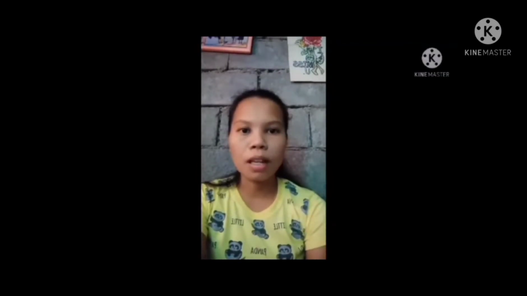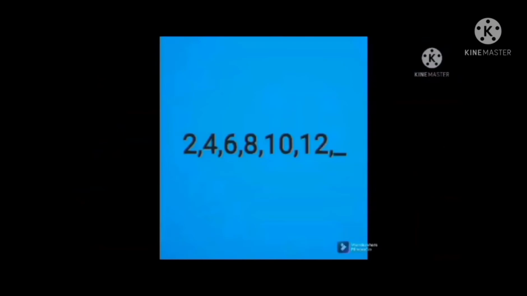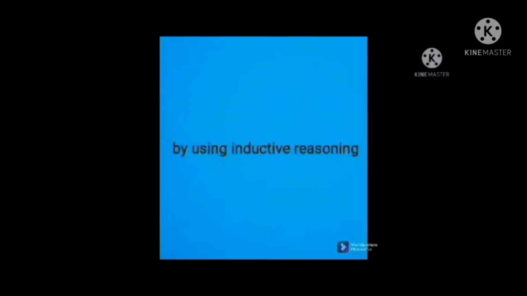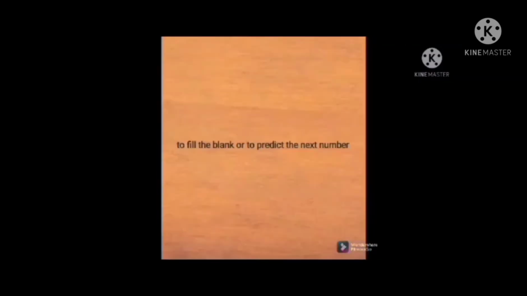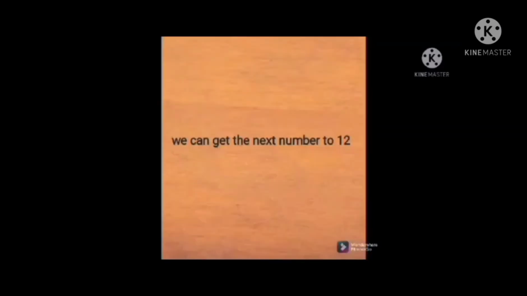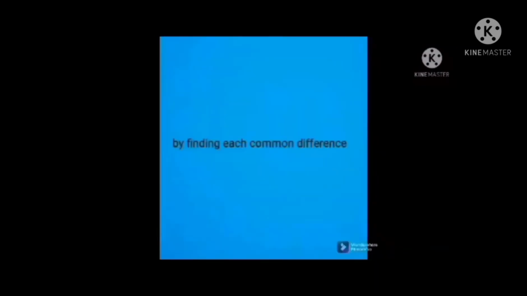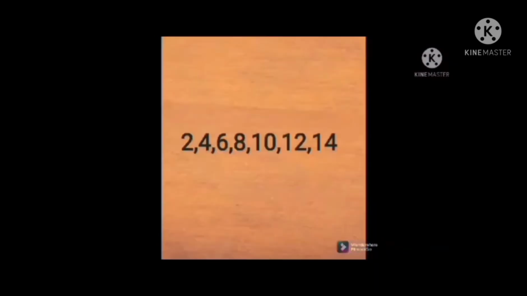So when you examine a list of numbers and predict the next number in the list according to some pattern you observe, you are using inductive reasoning. See the example. 2, 4, 6, 8, 10, 12, blank. We are going to predict the next number by using inductive reasoning, to fill the blank or to predict the next number after 12. We can get the next number after 12 by finding the common difference. 2, 4, 6, 8, 10, 12, 14. The next number after 12 is 14 because its common difference is 2.